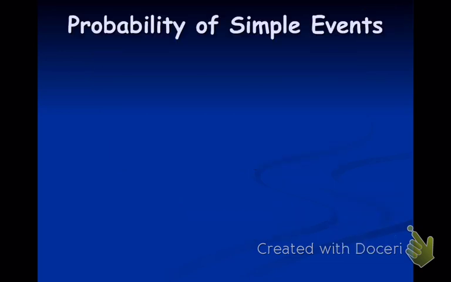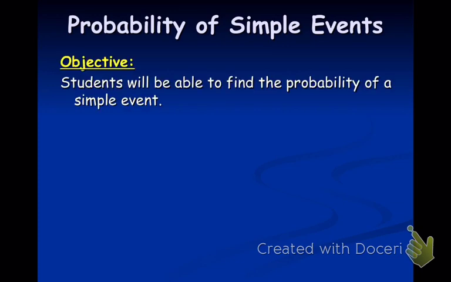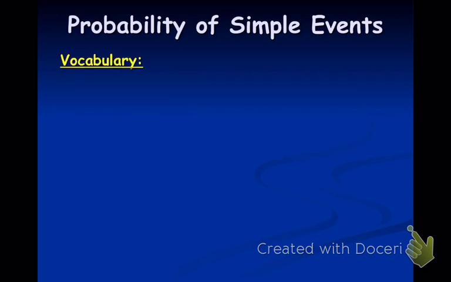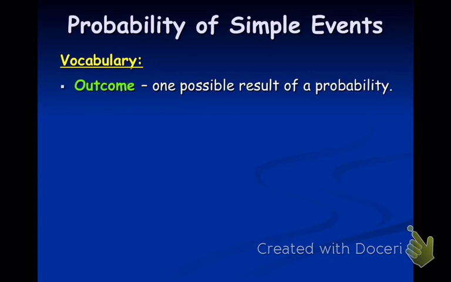Let's go ahead and see our definitions first. Our objective is that you'll be able to find the probability, or the chance, of something happening, a simple event specifically. Again, the central question is how do you find the probability of a simple event? Vocabulary: our first word is outcome. The outcome is one possible result of a probability problem. So again, how many times is it going to happen?